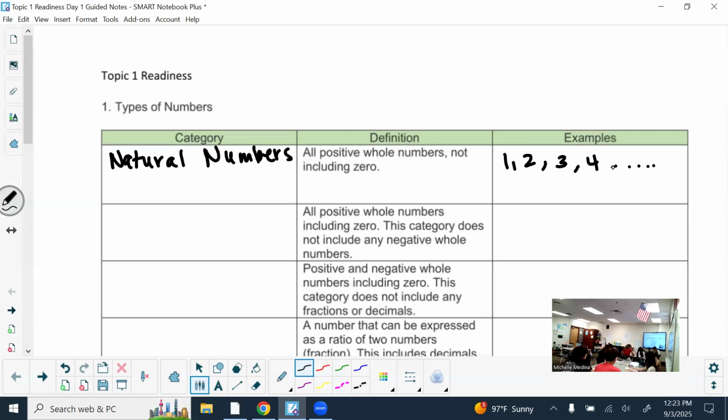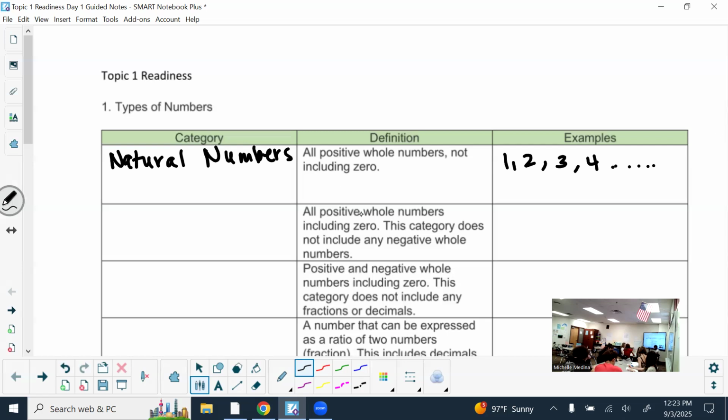Give me another example of a natural number. Any other ones? Okay, what would not be a natural number? 23 is a natural number. 4.5, because that would be a decimal, right? It said all positive whole numbers. 4.5 would not be a natural number.